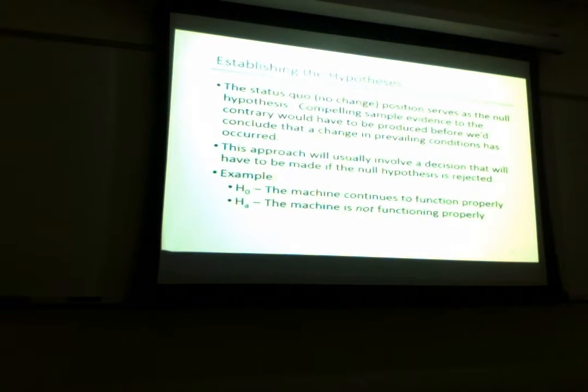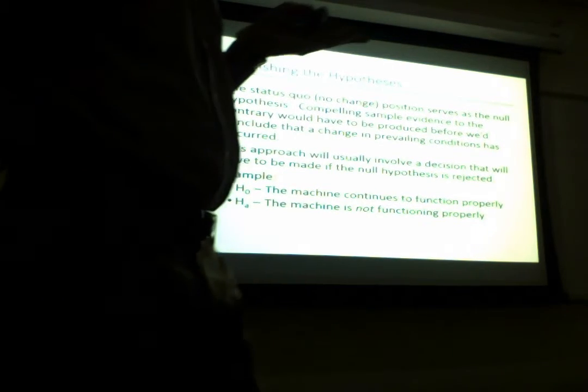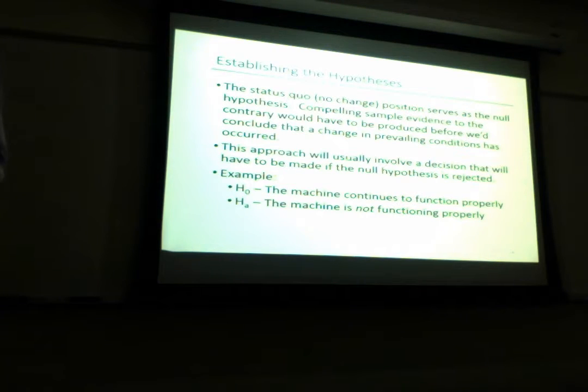All right, so the status quo position serves as the null hypothesis. So again, we need compelling evidence to reject the null hypothesis. Something that is only 10% likely, only 5% likely, only 1% likely. You could choose any significance level, but we need compelling evidence, and we decide before we start the test what we mean by compelling evidence.